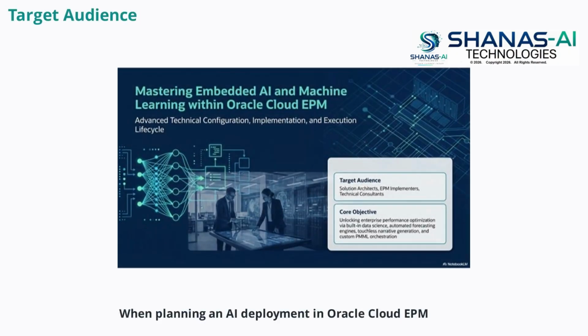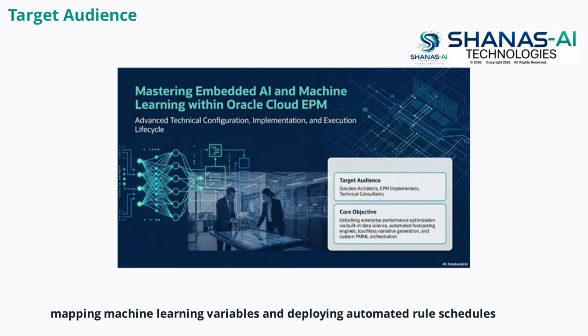In planning an AI deployment in Oracle Cloud EPM, it's crucial to address the needs of two main user groups. On one side, EPM cloud power users and business analysts focus on leveraging embedded AI tools to accelerate and optimize business processes. They use system predictions to validate planning assumptions and uncover market trends, all without needing deep data science expertise. On the other side, EPM cloud system administrators handle technical configurations, mapping machine learning variables, and deploying automated rule schedules. Balancing both roles ensures a smooth and successful rollout.